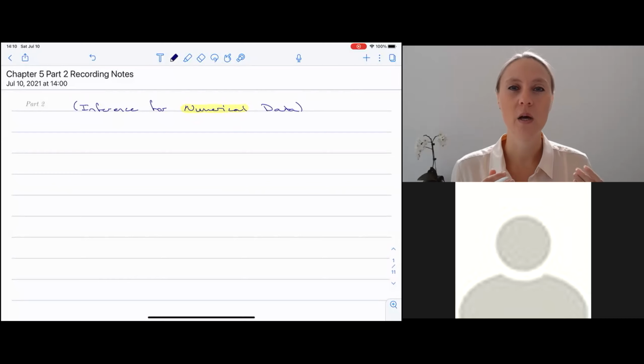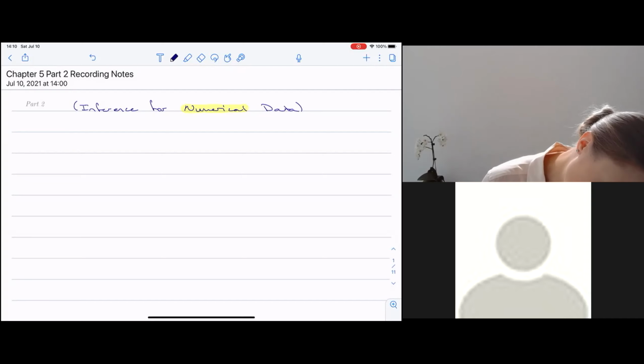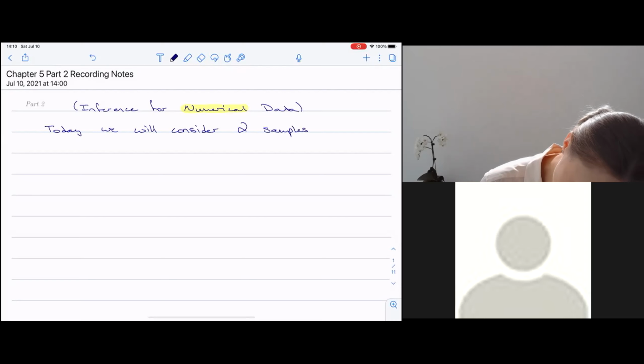Now today, what we're going to talk about is what if we have two samples of data that we have collected? So two samples of numerical data, and we want to compare those two samples, right? And so today we will consider two samples of numerical data.